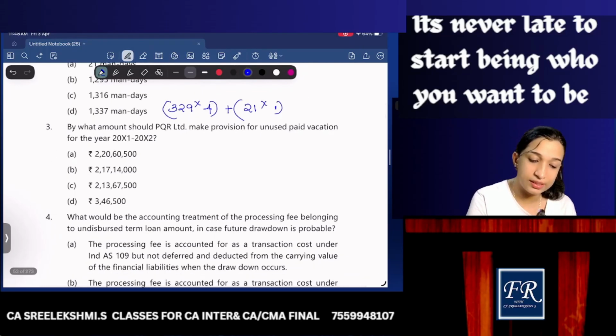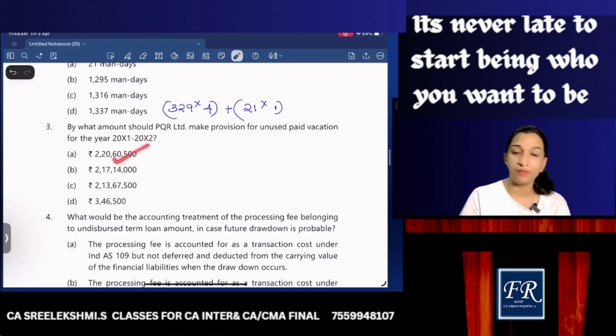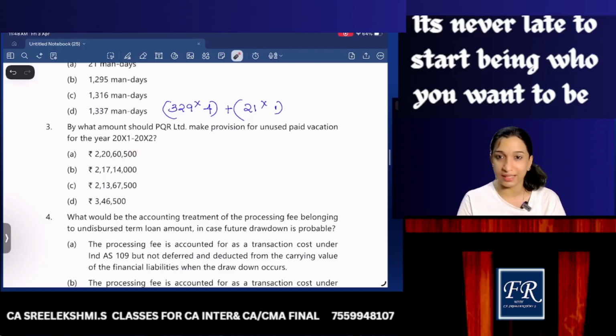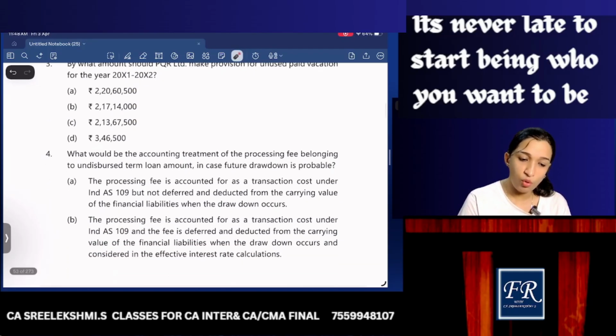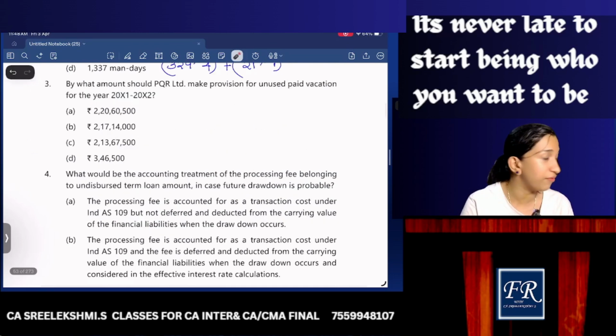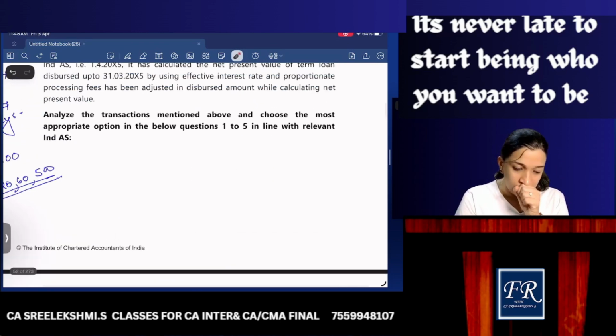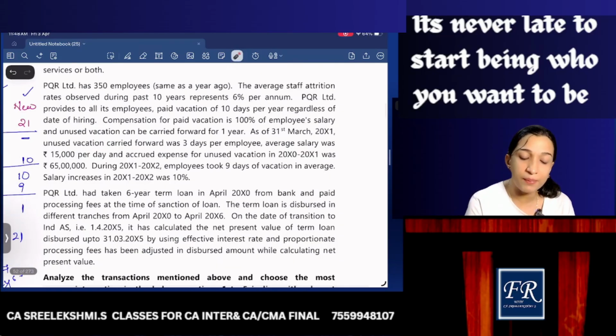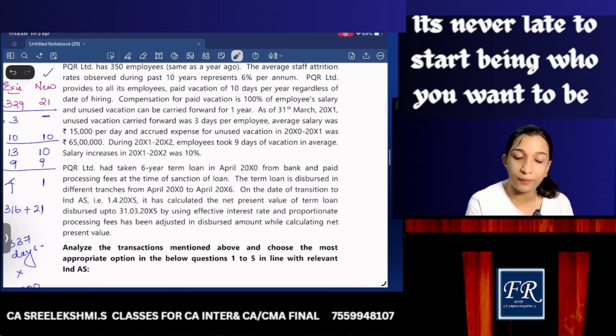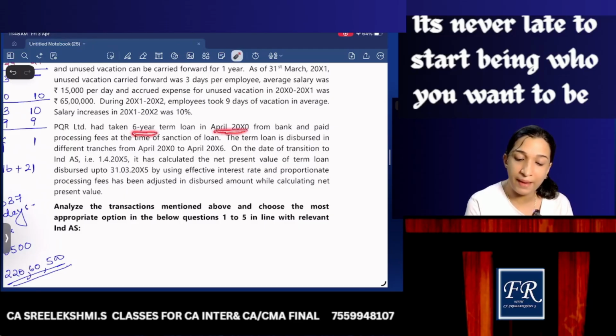We already calculated this: 1337 into 16,500, 2,20,60,500. Now what would be the accounting treatment? So the next one we have not read. PQR Limited has taken a 6-year term loan in April 2010 from a bank and paid processing fees at the time of sanctioning of the loan. Oh, you paid processing fees. The term loan is disbursed in different tranches from April 2010 to April 2016.